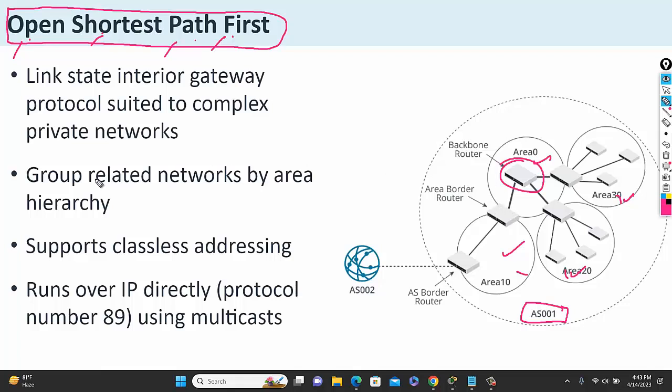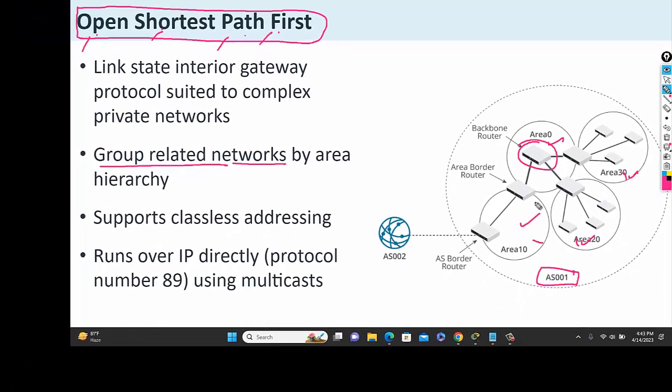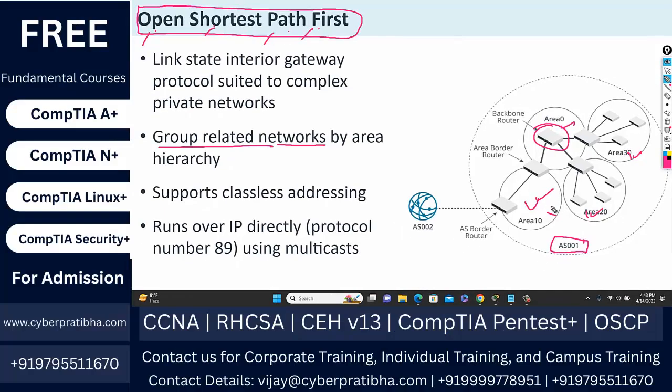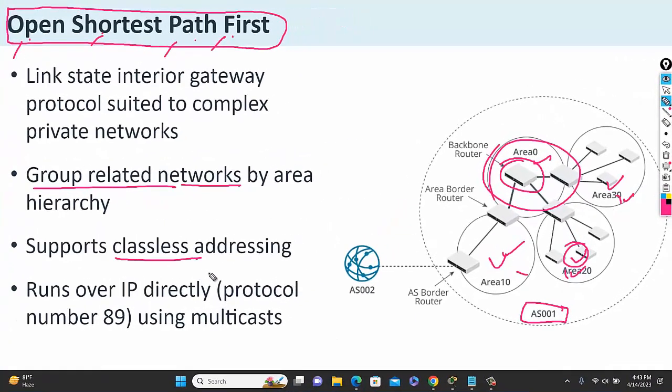So they are groups, making a group of related networks. If there are different networks, for example Geo, this is the UP network, this is the Haryana network, this is the Delhi network, all the networks are also connected with area 0. This supports classless addressing, and it also runs over IP directly, with protocol number 89. 88 is used by EIGRP.